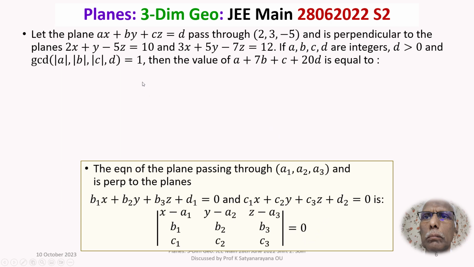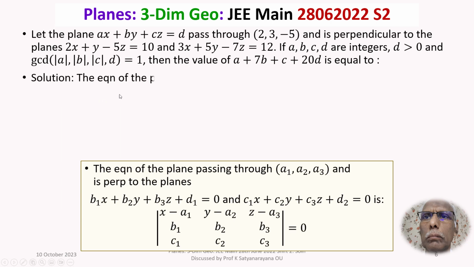Agreed. Now in our case also, we want to find the equation of the plane which is of this type, which passes through 2, 3, minus 5. That means a1, a2, a3 are 2, 3, minus 5 and is perpendicular to two planes 2x plus y minus 5z is equal to 10 and 3x plus 5y minus 7z is equal to 12. So you apply this and find the equation of the plane.